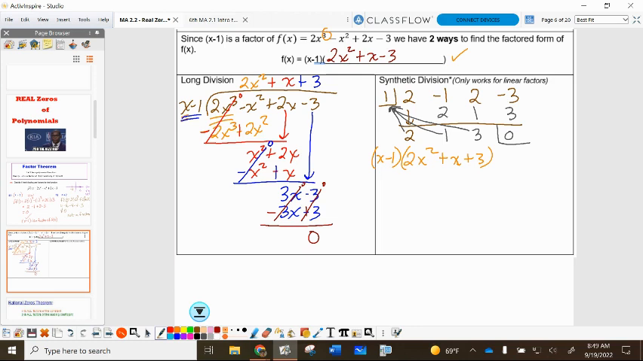More than one way to work a problem. Correct work will give us correct answers. Okay, so you'll have either approach to work. Synthetic division tends to be faster if it's linear factors, but we can't always do synthetic division, so we've got long division as a tool in our toolbox as well.